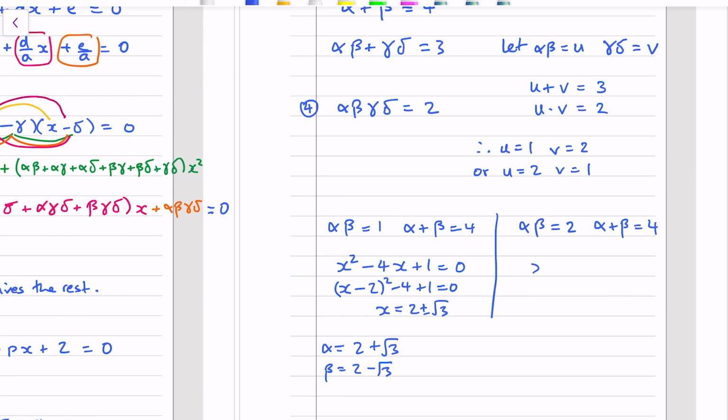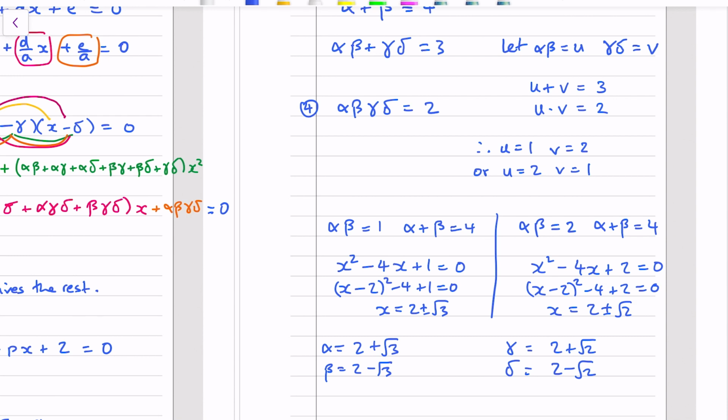Okay, and then the other one, product of roots is 2, sum of roots is 4. Complete the square on this one. x equals 2 plus or minus root 2, so that could be the alpha and beta as well, or it could be the gamma and the delta. The 2 plus root 2, 2 minus root 2.